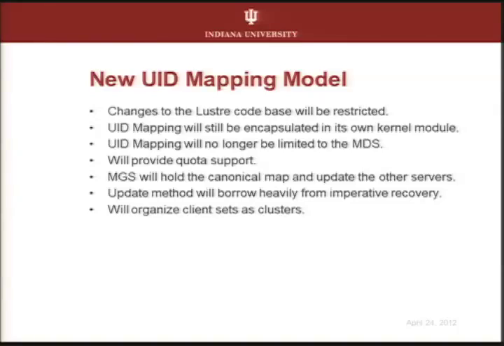To do this, the update method is going to borrow heavily from the imperative recovery table that Eric talked about, I guess, last year. And I'm a great artist steal, right? I'm trying to steal as much from really smart people as I can. And I'm going to organize mounting clients as clusters so that I can apply UID policies to them as a whole rather than individually indexing them as sets of UIDs.